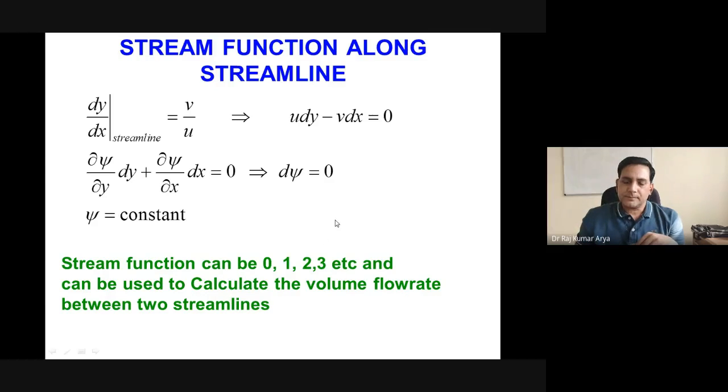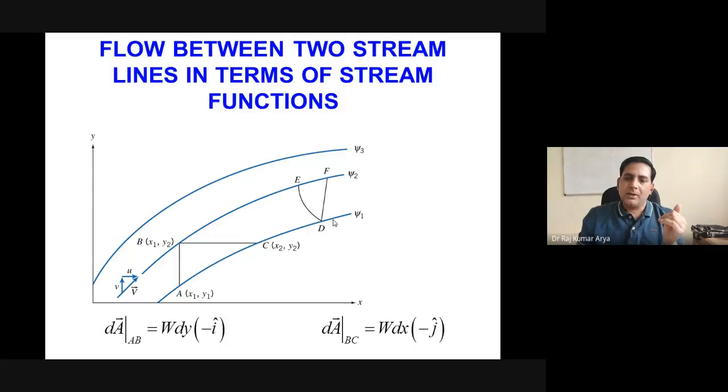Fine. So let's see how we can use it for fluid flow. Now, let's say you have a flow, and you have considered 3 streamlines. One streamline is this, for which the stream function is psi 1. Another streamline, for which the stream function value is psi 2. Another one you have, let's say psi 3. So for the time being, we are considering 3 streamlines. Let's see what we can calculate from here.